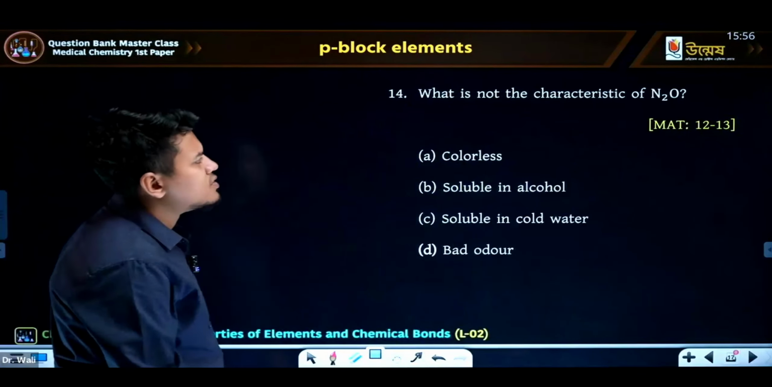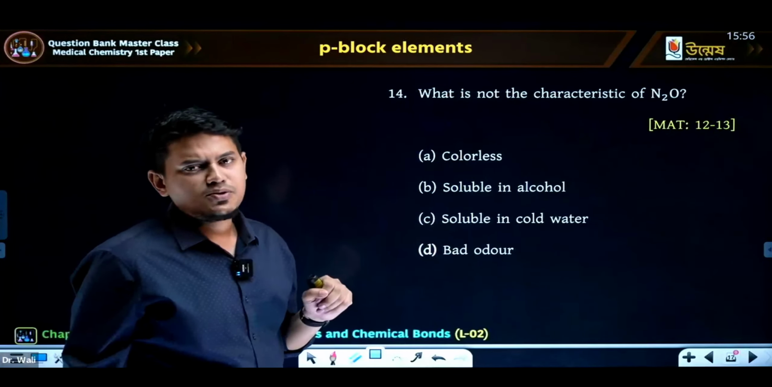Okay, next question. What is not the characteristic of nitrogen? Actually, it is called nitrous oxide, which is also known as laughing gas.